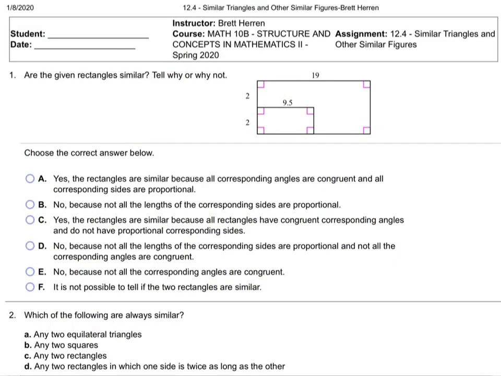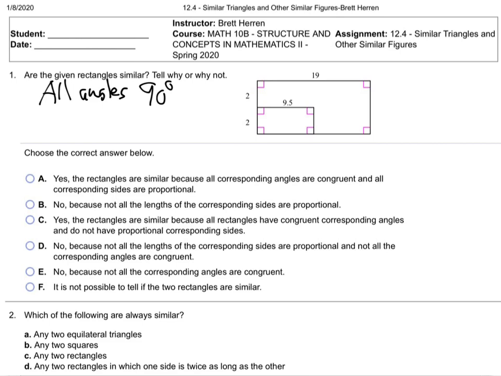Well, do we have that? First off, are all the angles in the little rectangle equal to the angles in the big rectangle? Yeah, they're all 90, huh? So all the angles are 90 degrees. So yeah, all the angles are equal.